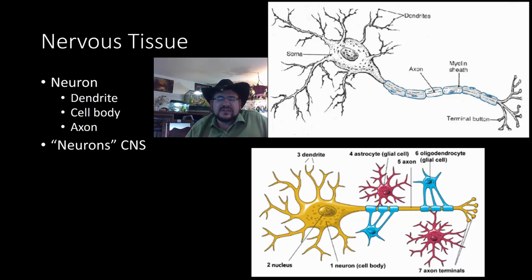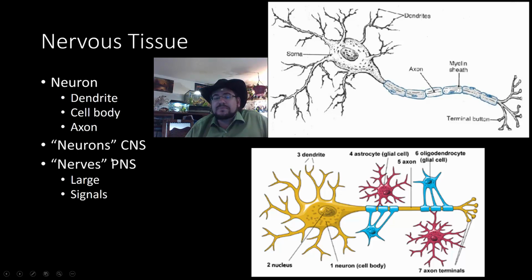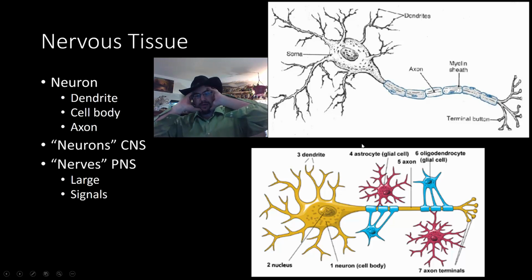Outside the central nervous system, we call them nerves. So, PNS is peripheral nervous system. All the nerves coming off of the spinal cord and the brain running throughout your body. So, the brain only has nerves that run throughout your face here. So they're called the cranial nerves, cranial for your skull.